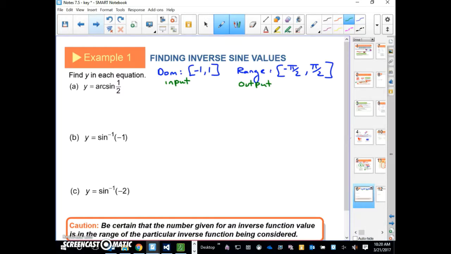Also with the range, negative pi over 2 to positive pi over 2.